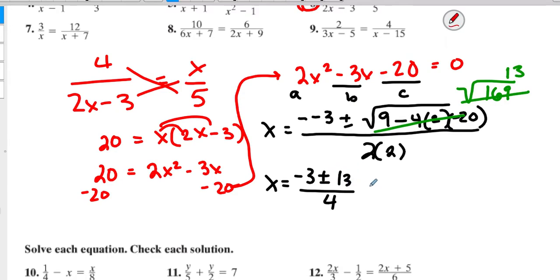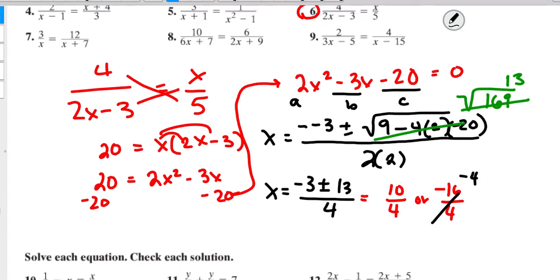Now to simplify this, you have negative 3 plus 13, which is 10 over 4, or negative 3 minus 13, which is negative 16 over 4. And negative 16 over 4 reduces to just negative 4. Now, before I do anything, I need to go back and check and make sure that these would work in this problem. So 10/4, which quite honestly is the same as 5 over 2 or 2.5.